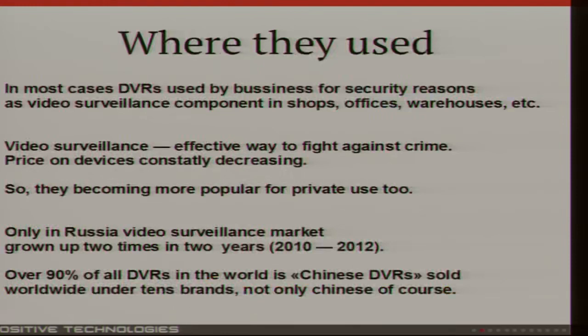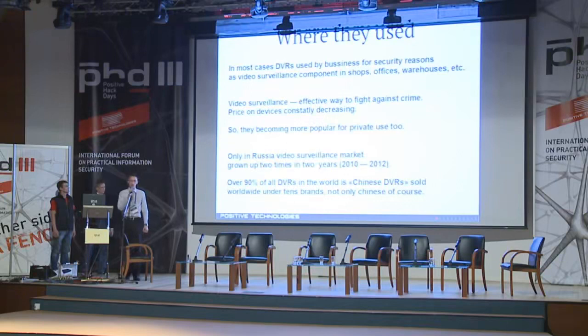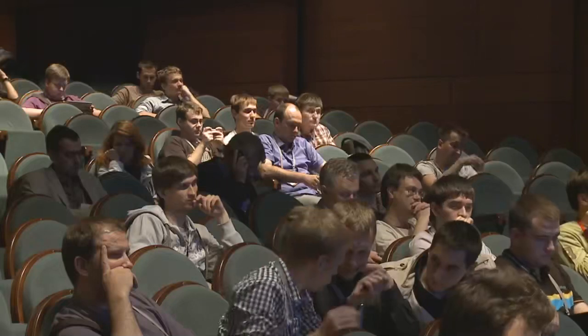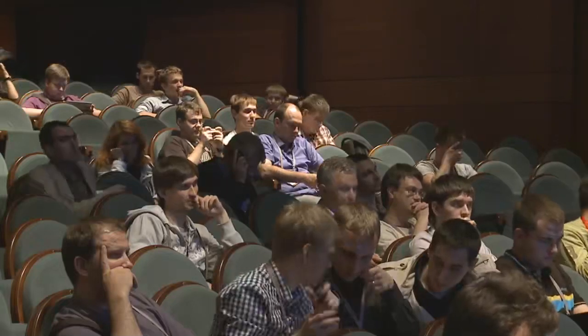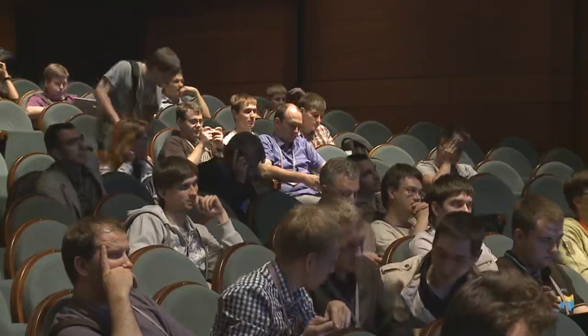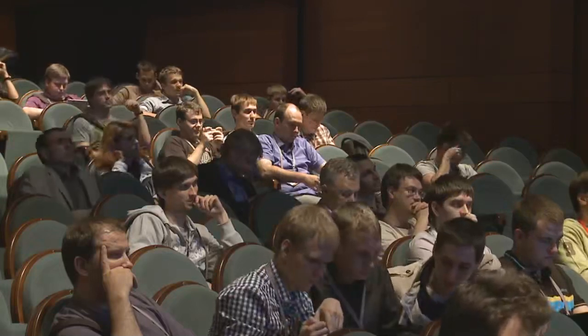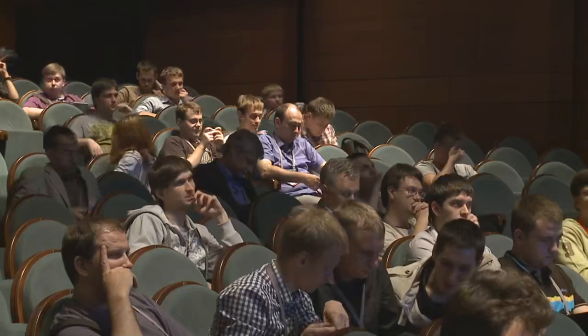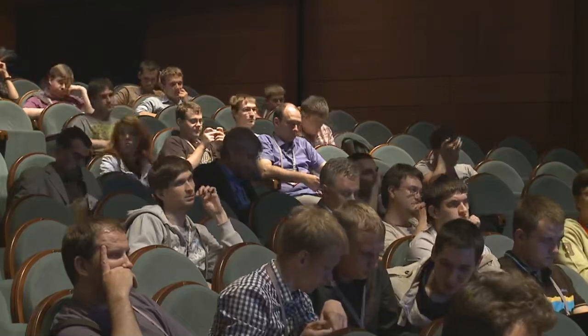So what is the DVR used for? Mostly DVR is used by businesses, because video surveillance is an effective way to fight against crime. You see what people were doing, how they've been doing it, and then you can show it as evidence. But the cost of DVRs is becoming smaller and smaller. Many people buy them for their houses, apartments. The market of digital video recording grew in the years 2010-2012.